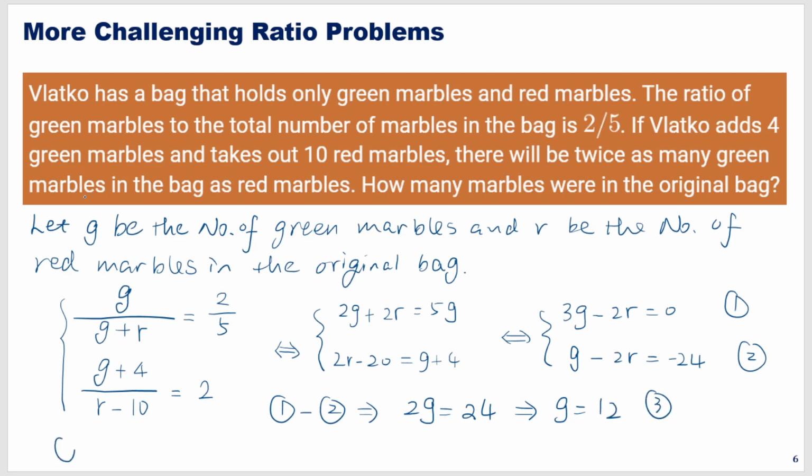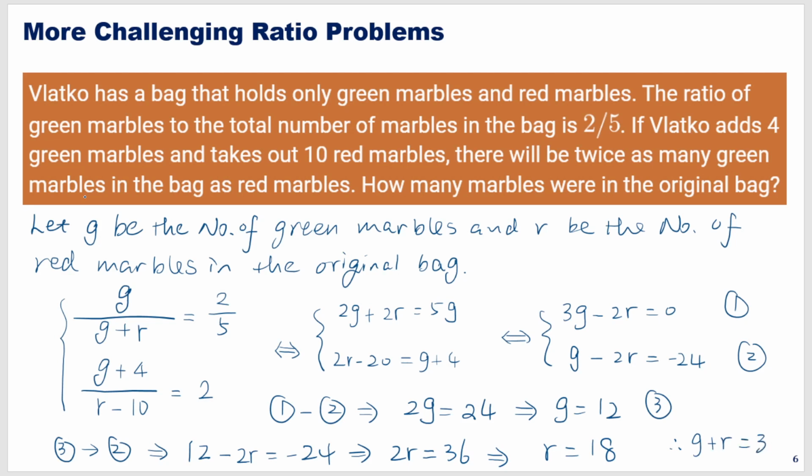Then you could insert equation number 3 into equation number 2. This will give you 12 minus 2r equals negative 24, and then 2r equals 36, and of course r equals 18, right? Therefore, we know g plus r equals 30. That means we have 30 marbles in the original bag, right? Did you get it? So it's not 21, but 30, right?